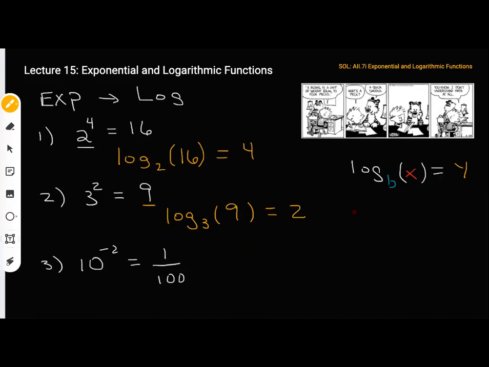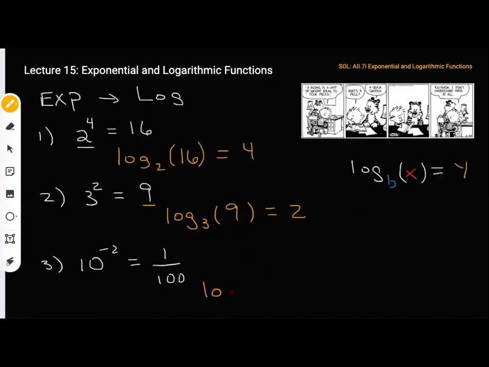So what this is saying is log base 3 of 9 is equal to 2. It's basically asking, what exponent does 3 have to be raised to get to 9, right? And that would have to be a 2, since 3 squared is equal to 9, right? Okay, let's try the last one, number 3.